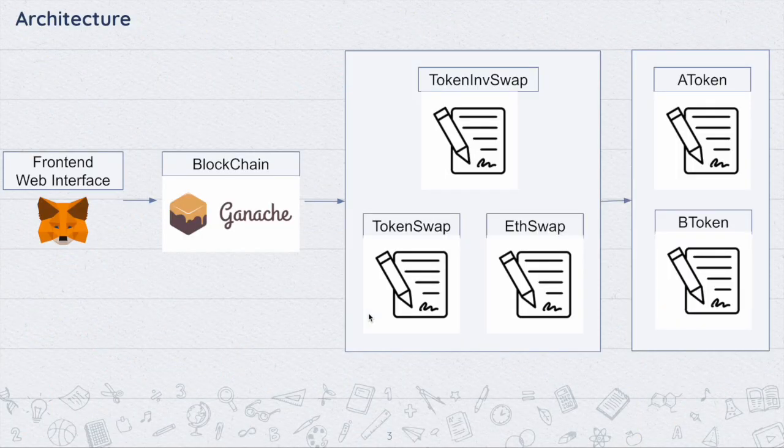This is the architecture of our decentralized exchange. Our client-side application is written in React.js. MetaMask digital wallet is used to communicate with the Ganache blockchain. This blockchain will contain two groups of smart contracts. The first group contains the smart contracts ETHSwap, TokenSwap, and TokenSwap Inverse.